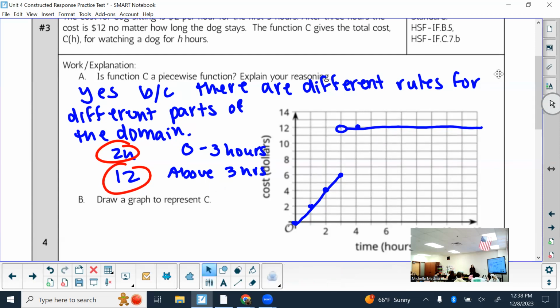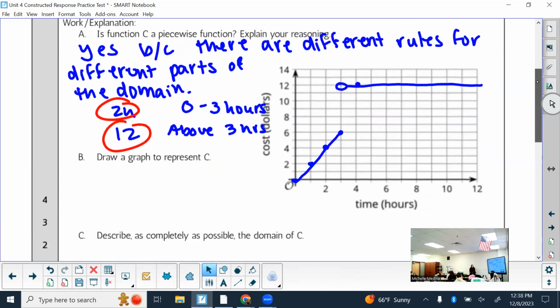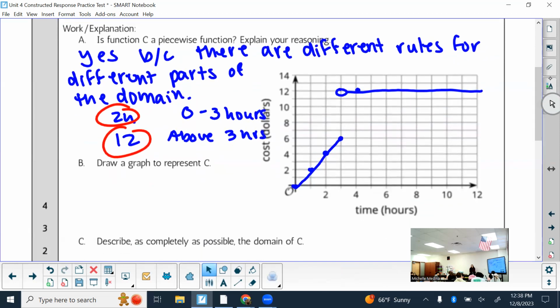Okay. The next part is to define as clearly as possible the domain of C. Domain refers to all the what in a function? All the x's. So look at your x-axis. What are all my possible times in hours? So what's my smallest time in hours? 0. And my biggest time in hours?